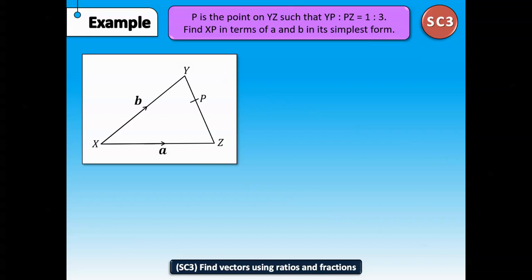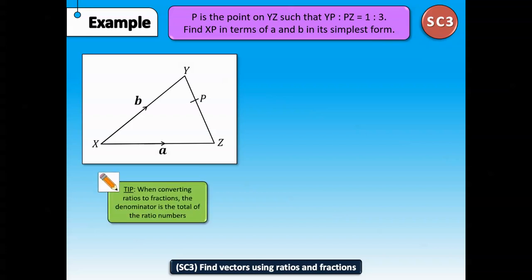Here's another example. This time P is the point on YZ such that YP to PZ is 1 to 3. So we want to find XP in terms of A and B in its simplest form. So when converting ratios to fractions, the denominator, remember, is the total of the ratio. So this means that to go from Y to P is 1/4 of Y to Z. And to go from P to Z is 3/4 of going from Y to Z.